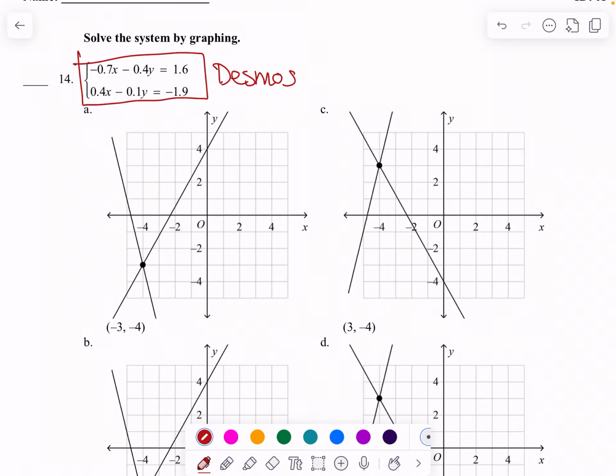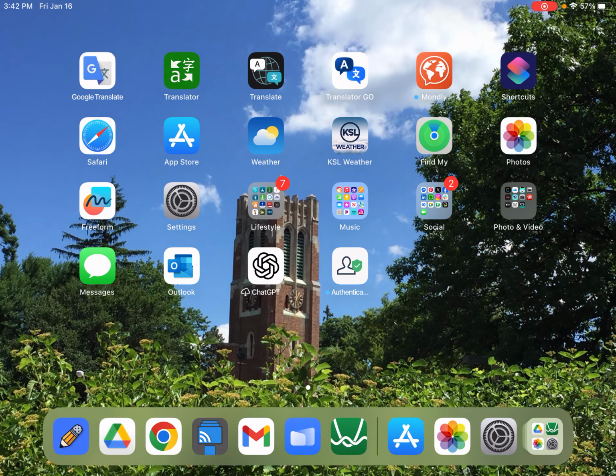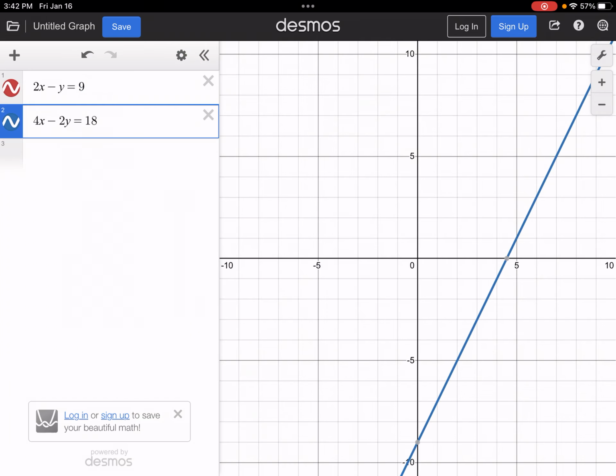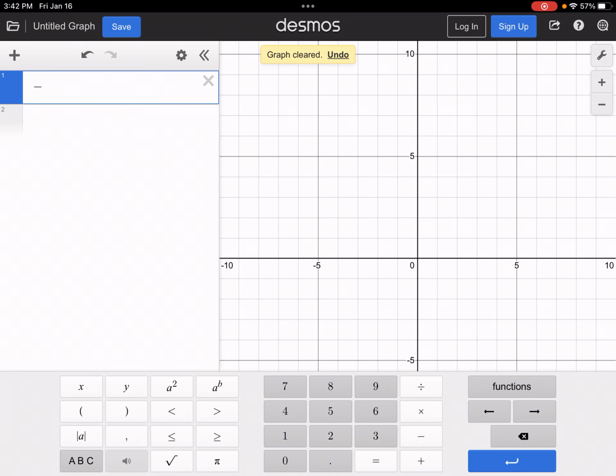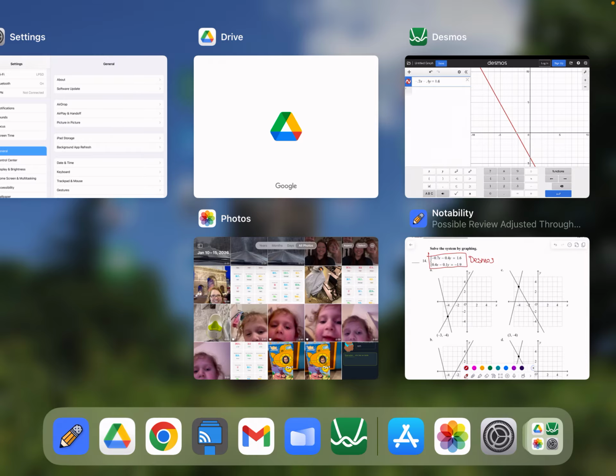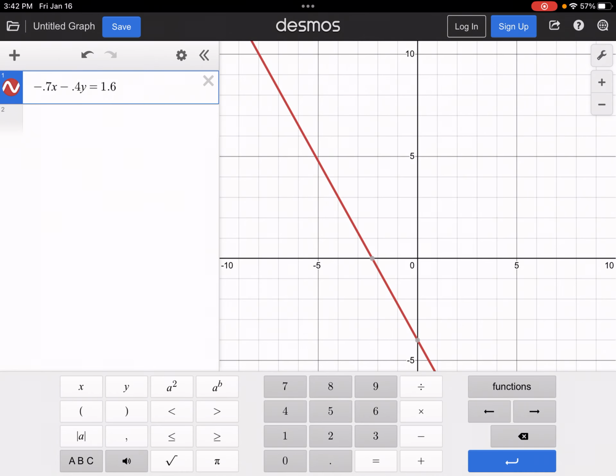Okay. So delete all. So -0.7x minus 0.4y equals 1.6. Is that what it is? 1.6. Gonna double check. Yeah. Did I get 0.4y? Yeah, I did. Okay. They had a 0 in front of those, but it's the same thing.